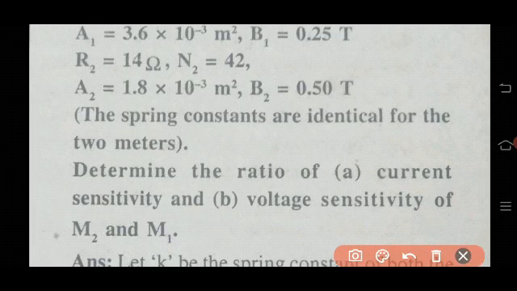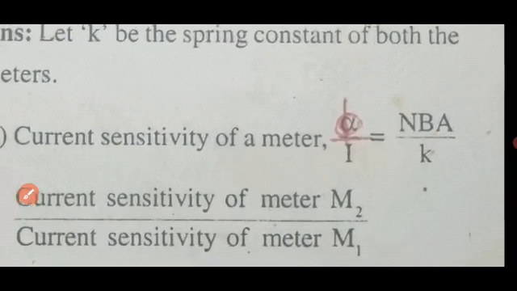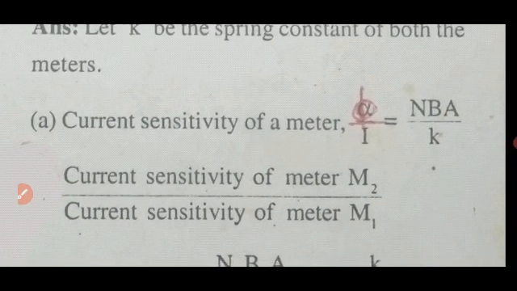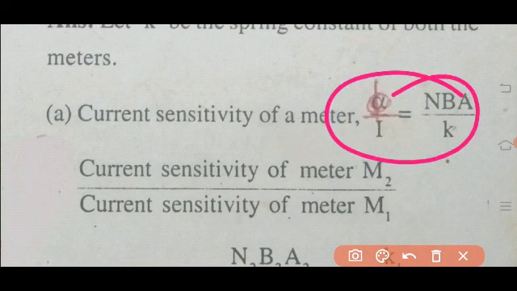So we know the equation for current sensitivity. We should remember this equation: phi by I equal to NBA by K. What is the equation for current sensitivity? Phi by I equal to NBA by K. What is N? Number of turns. B is the magnetic field. A is the area.